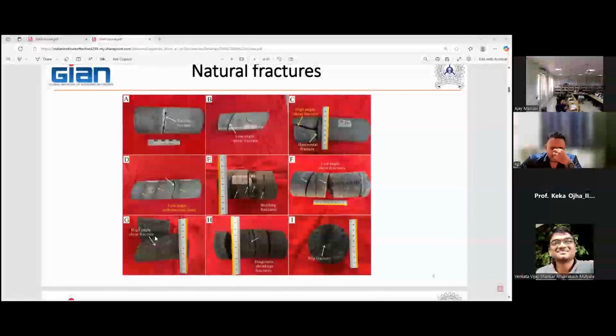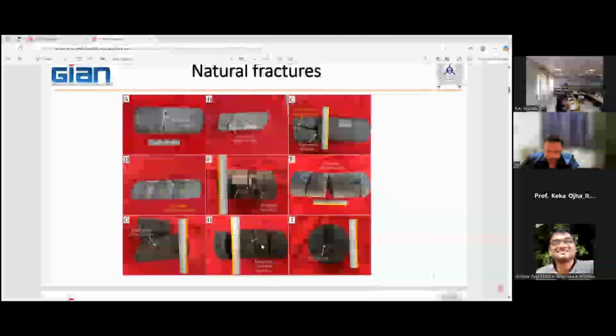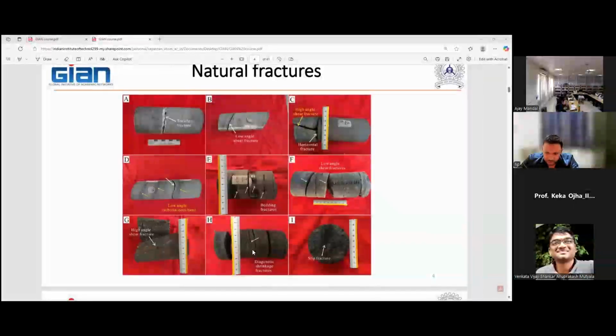Then we have some type of fractures which are called diagenetic shrinkage fractures. These types of fractures are very important for production from shales. So what happens? These types of fractures can store a lot of hydrocarbons in the shale, and these can contribute to a lot of oil and gas production from the shales.